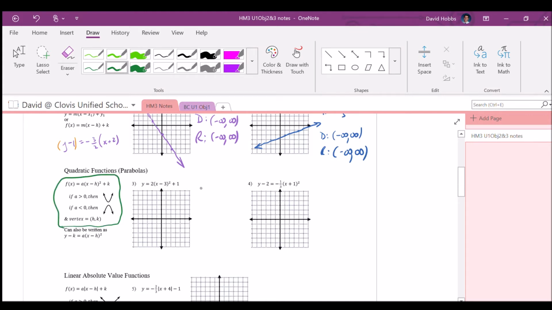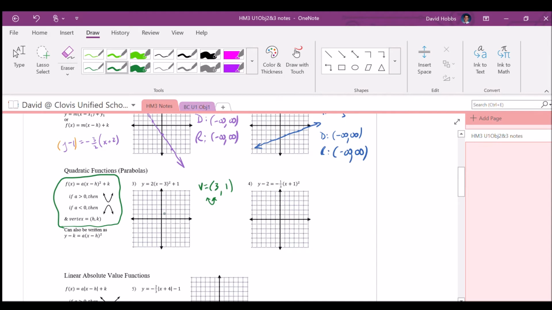Okay, so number 3 here, our vertex is at, it's in parentheses. What would I plug in for x to make it 0 in there? Positive 3. And the 1 is not in parentheses there. It's not grouped with the y, so it's just exactly the 1. Okay, the a is positive. I know it's opening up.